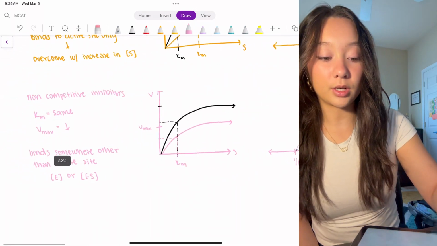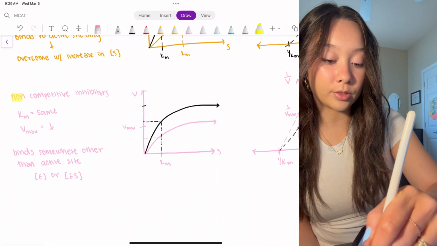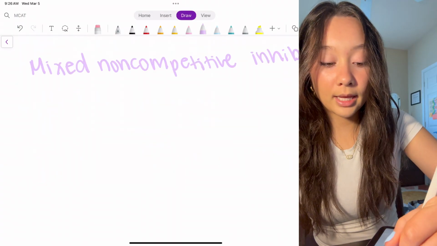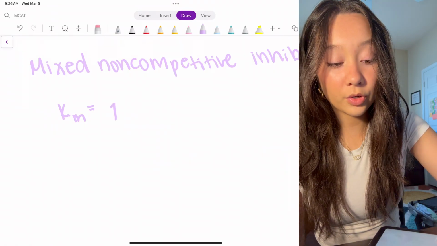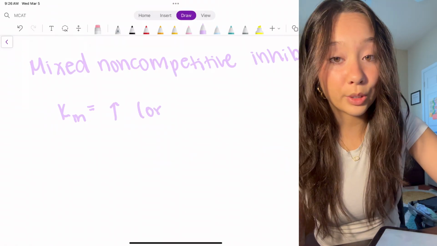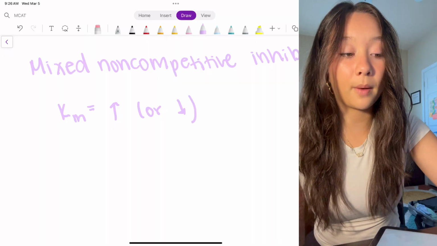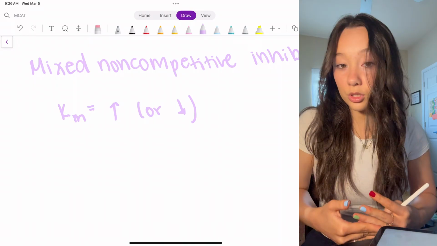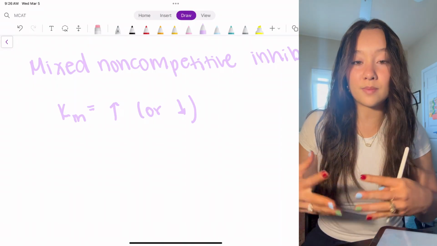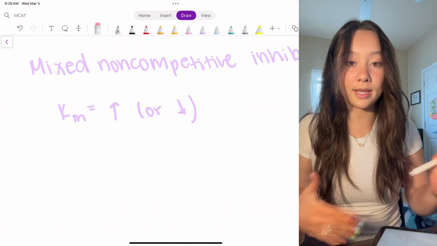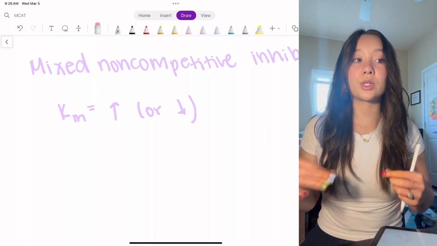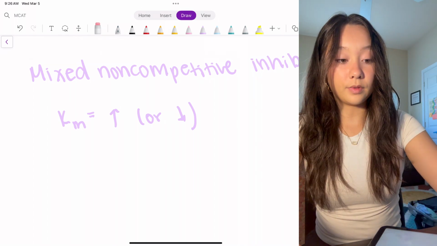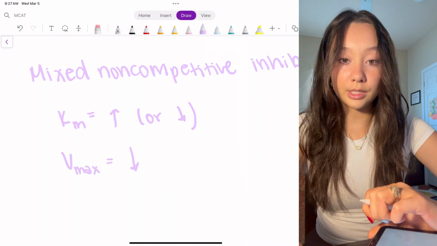Okay, we finished non-competitive inhibitors, and now we are going to move on to mixed non-competitive inhibitors. For these inhibitors, Km can actually increase, or technically it could decrease. This is what's special about mixed inhibitors. I remember it's mixed because it could do either. It usually only increases Km because it increases that dissociation constant, making it harder for substrates to bind. But in certain cases, it can also lower that Km, so important to note. Now, Vmax is also decreased in this case.